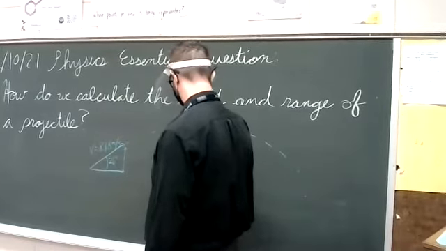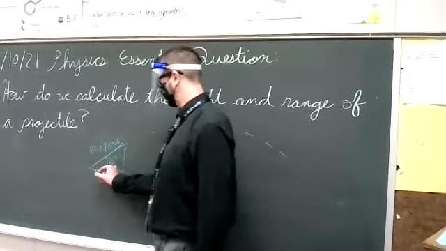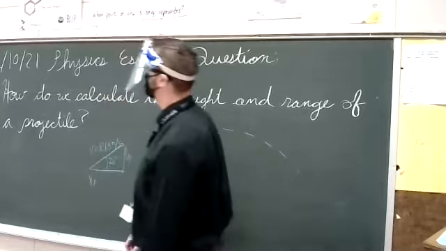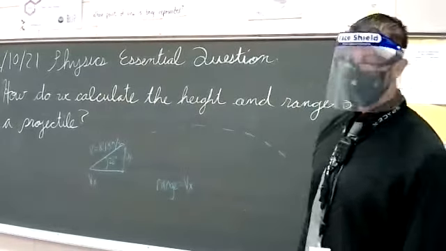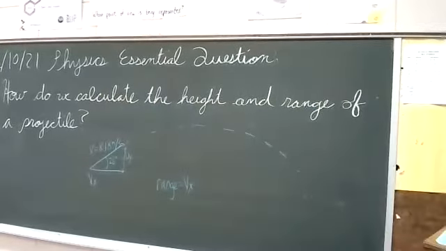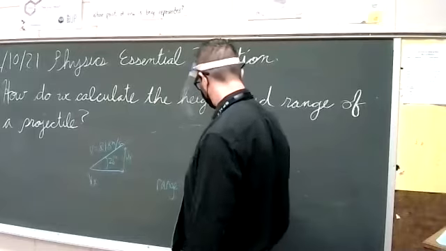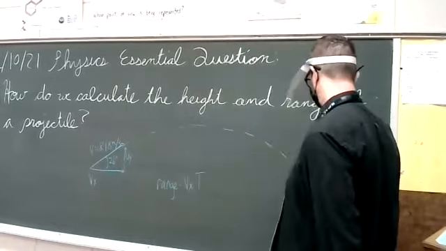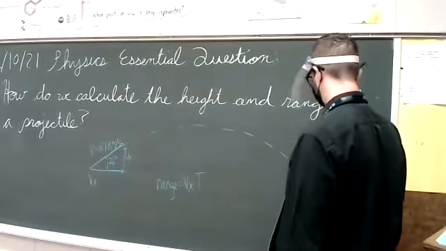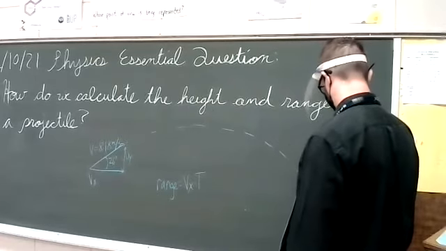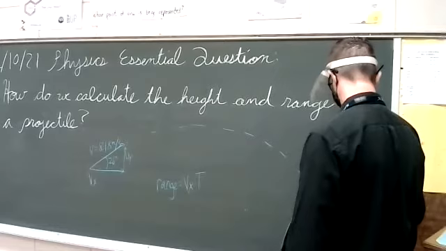And it's equal to the x component of velocity. We'll have to resolve this vector into x and y components. So it's the product of the x component velocity and the time airborne. So the total time airborne times the x component velocity gives the range.